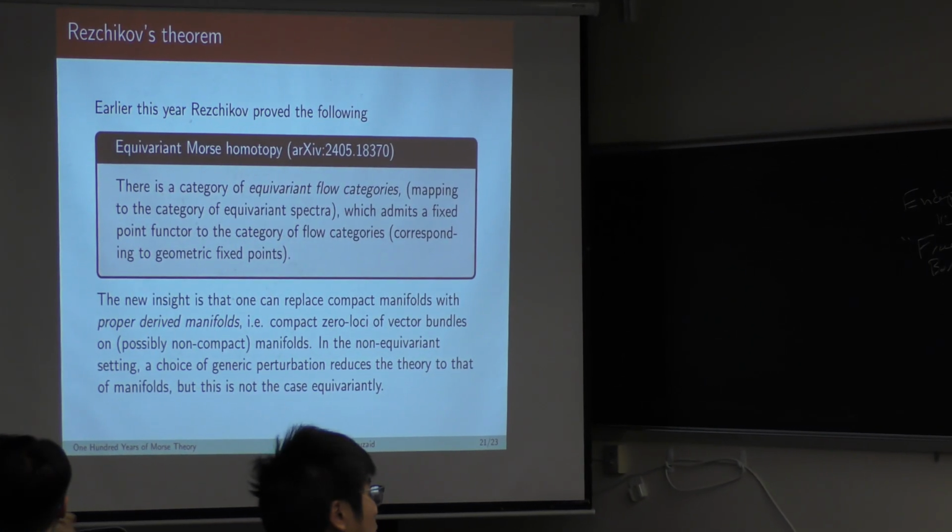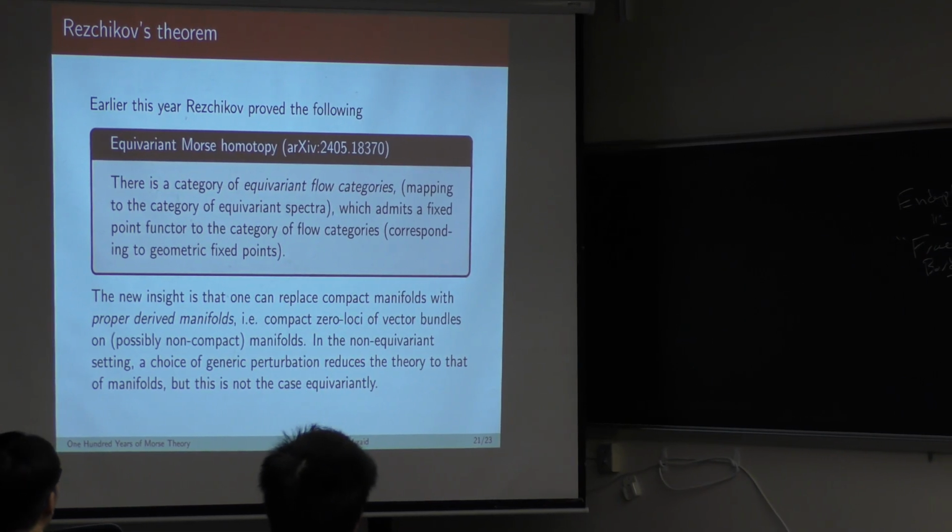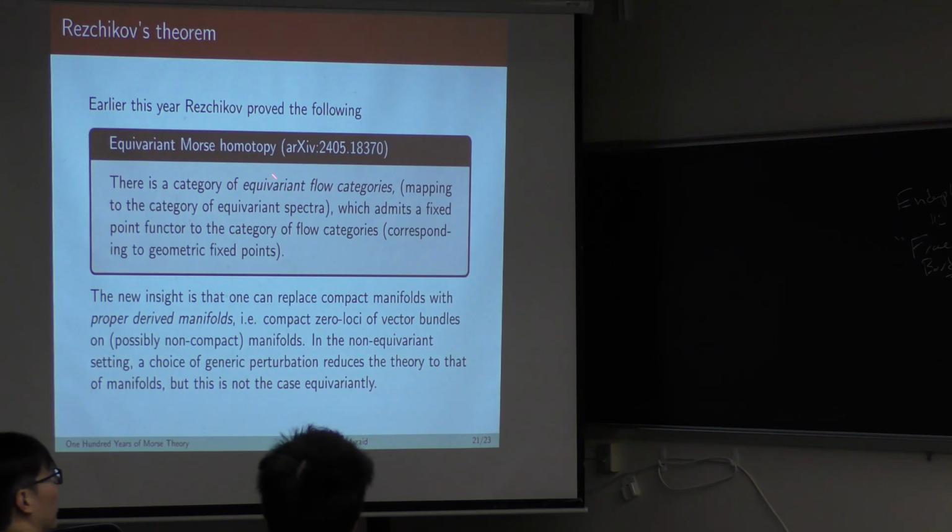So I won't go into the details, but roughly speaking, he generalized our notion to some notion of equivariant flow categories, keeping track of group actions, and his notion of equivariant flow categories recovers the category of equivariant spectra, and from it you can recover invariants such as the fixed points. So there's one new insight.